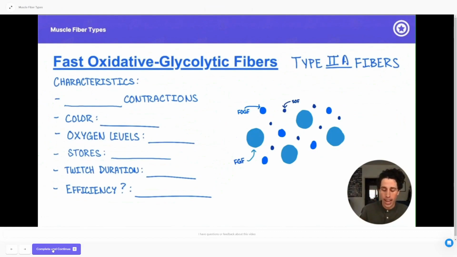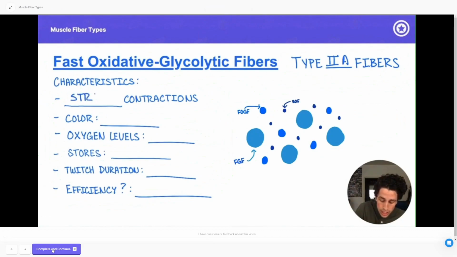So now let's go ahead and talk about these characteristics. They are going to be slightly different from the slow oxidative fibers, but there will be some similarities as well. The slow oxidative fibers, as you remember, had those weaker contractions because they had that small diameter. But the fast oxidative glycolytic fibers are more intermediate in diameter. They're a little bit larger, and so these are going to have strong contractions. So they're not going to be weak. They're going to be very strong. Let's go ahead and write that in.